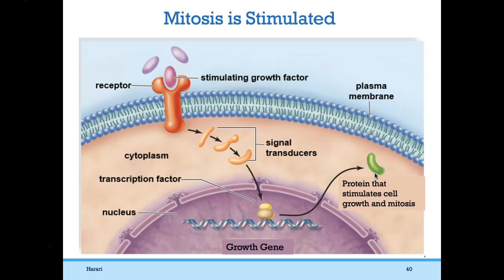This is important. You could go back and review, but normally this protein that stimulates cell growth and mitosis will not be made. It is only made when a growth factor can bind to a receptor, and that signaling pathway can tell the growth gene to be turned on. Once this protein is made, then the cell will undergo division. If the protein is not made, the cell will not divide.